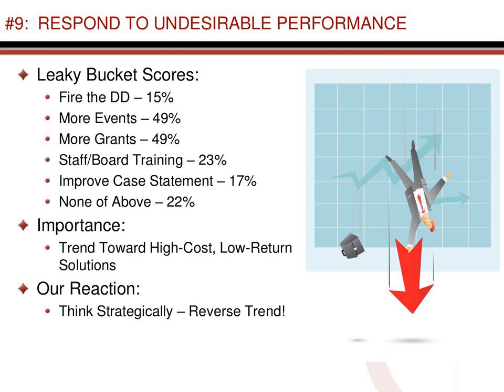The last of the leaky bucket statements is the question about what you do when fundraising results fall below the desired level. We were afraid a lot of people were going to say, off with his head, fire the development director. Fortunately, that's only 15%. But as we told you at the beginning of this presentation, the vast majority either throw more events or write more grants. And those are high cost, low return uses of time. Staff and board training and improving the case statement occurred in a minority of instances, and those are relatively low-cost initiatives with a moderate to high return.